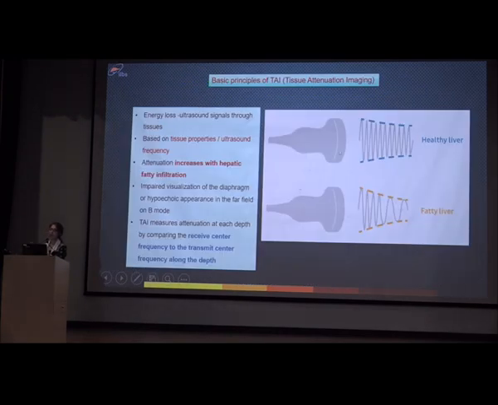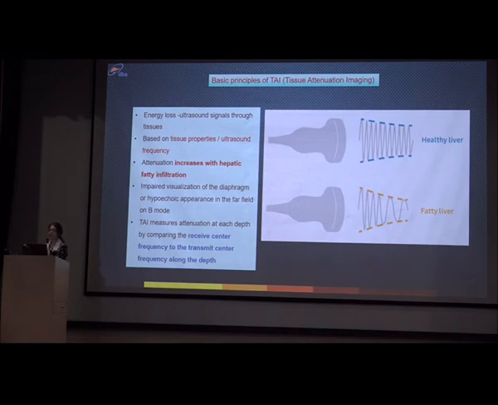So a little bit of how we get this attenuation imaging, how do we quantify it? So basically, when you put ultrasound signals through any tissue, there is loss of that energy that you're putting. So a wave goes in, that wave is losing its energy as it passes through the tissue. So based on the tissue property, you get the ultrasound frequency resonated back to you, right? Like a simple cave and an echo back from the cave.